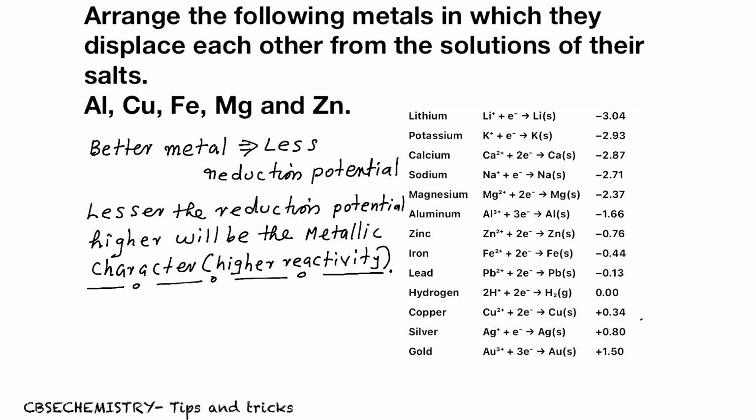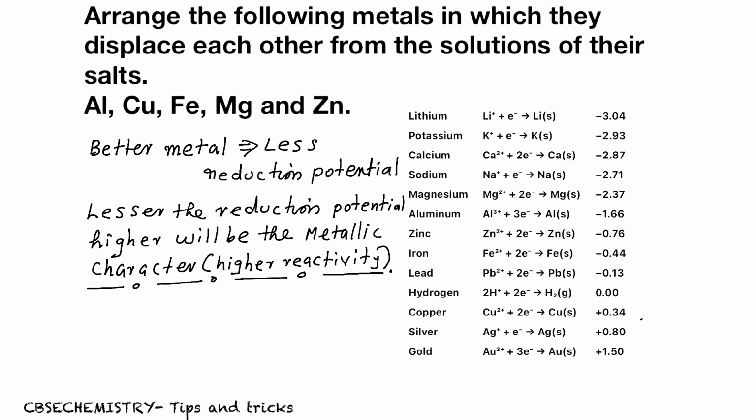Okay, now for arranging the metals, you must know this hint. A better metal or active metal will have less reduction potential. The lesser the reduction potential, the higher the reactivity of the metal. So between two metals, if you want to identify which one is the more reactive metal, what you have to do? Check which one has lesser reduction potential. That will be the better metal. Keep that point in your mind.